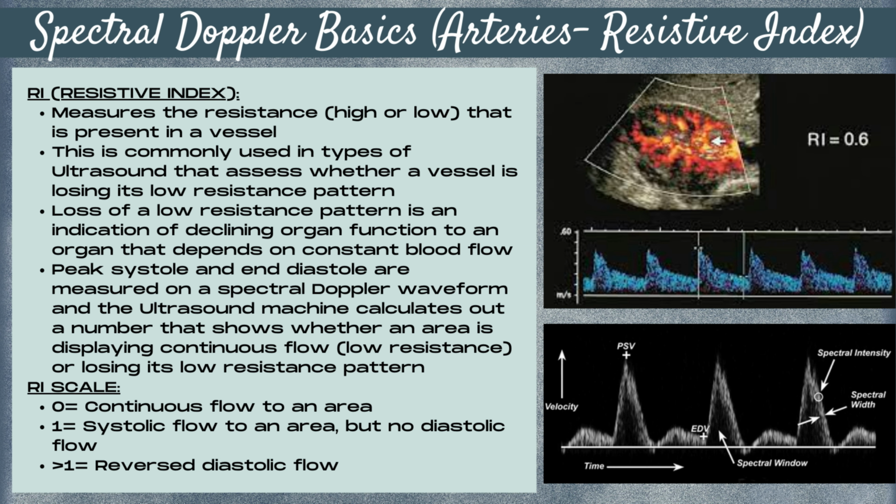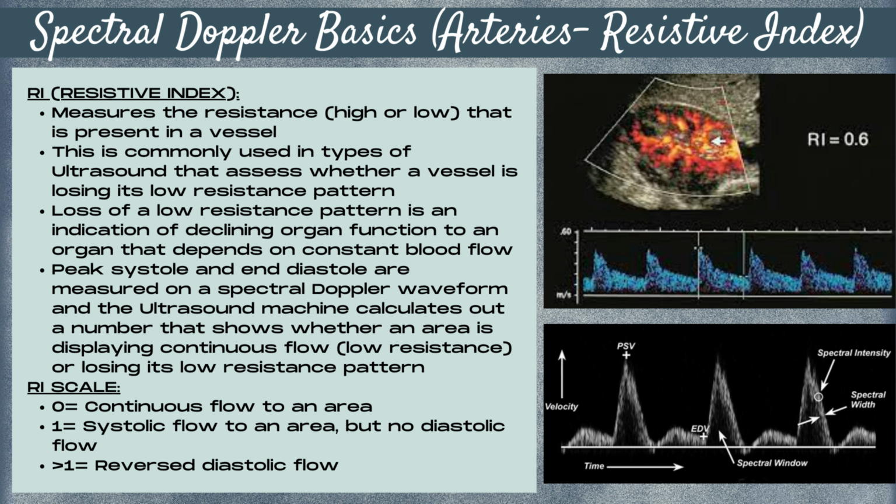Peak systole and end diastole are measured on the spectral Doppler waveform, and the ultrasound machine calculates a number that shows whether an area is displaying continuous flow or low resistance flow, or if it's losing its low resistance pattern. And the resistive index scale is as follows.